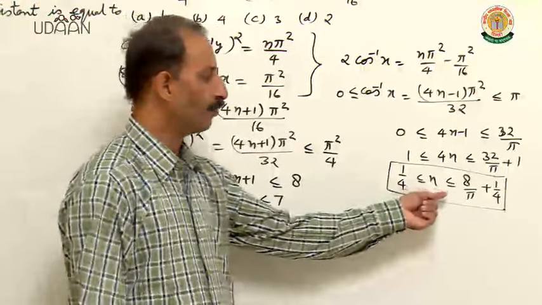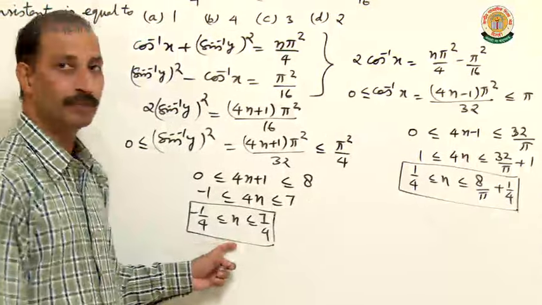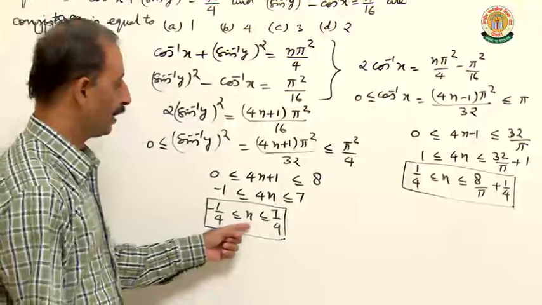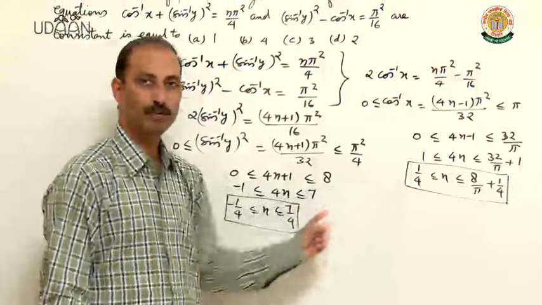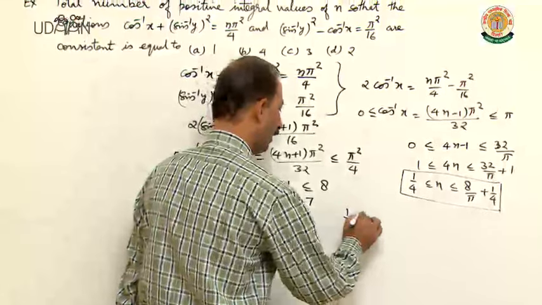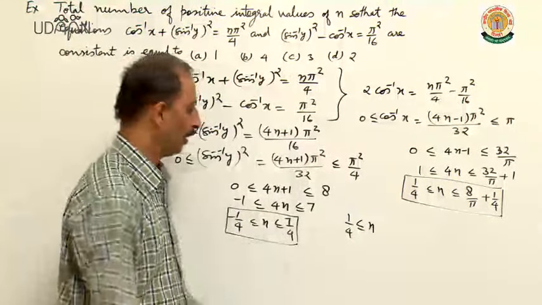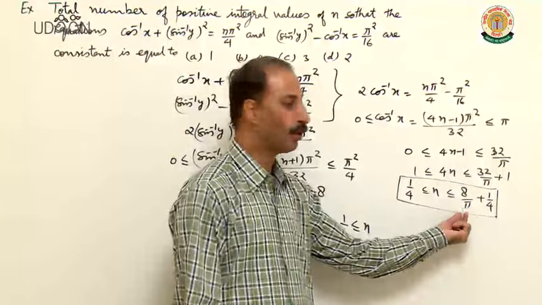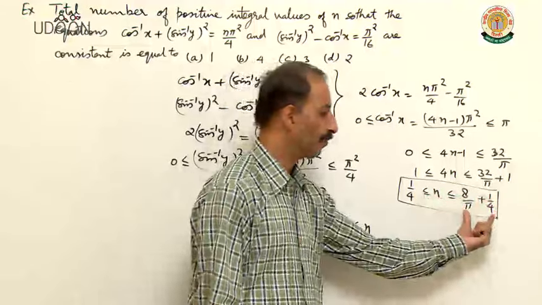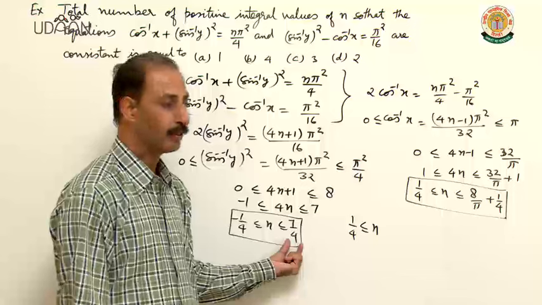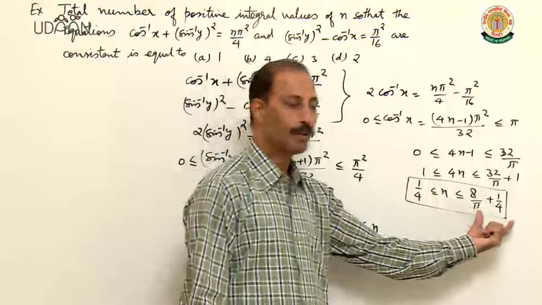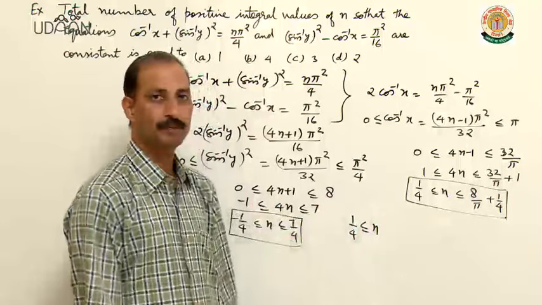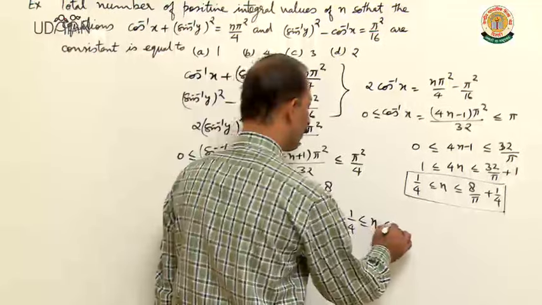So now the value of n satisfies this inequation as well as this inequation. Here you can check n is greater than or equal to 1 by 4. Here n is greater than or equal to minus 1 by 4. So on the basis of these two, I can say n should be greater than or equal to 1 by 4. Now, here n is less than or equal to 7 by 4 and here n is less than or equal to 8 upon pi plus 1 by 4. Check which value is less. Okay children, here you have to find out the value of this and this. Whatever the lesser value, that we have to adopt here. You can calculate, children, and the lesser value we have to take here.